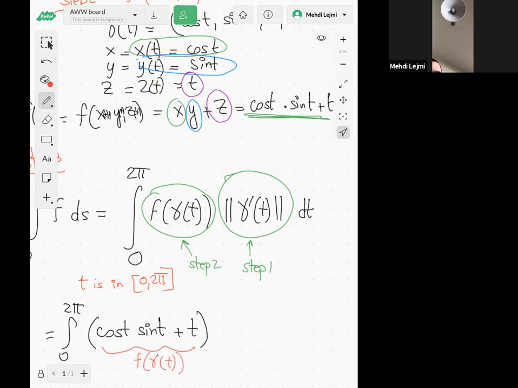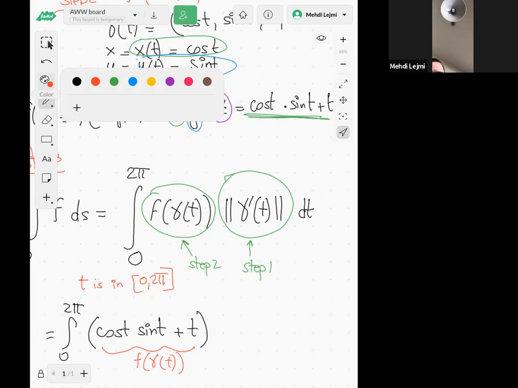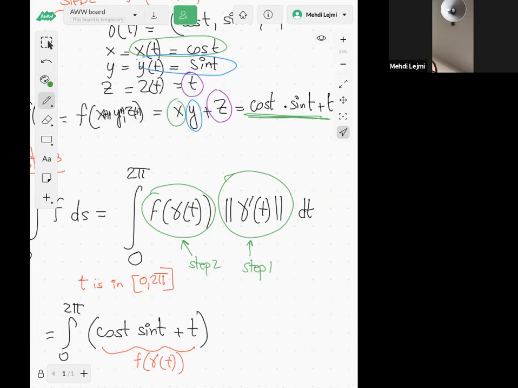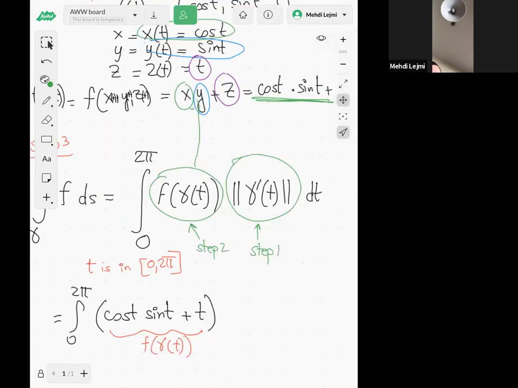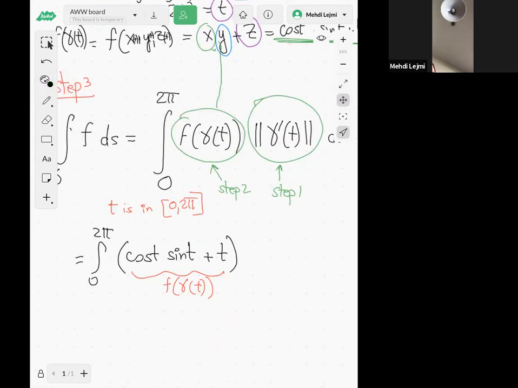Now, the length of gamma prime of t, that's from the first step. So from the first step, we said the length of gamma prime of t is square root of 2. So here we're going to have this multiplied by square root of 2 dt, right? The square root of 2 is just the length of gamma prime of t. Okay.